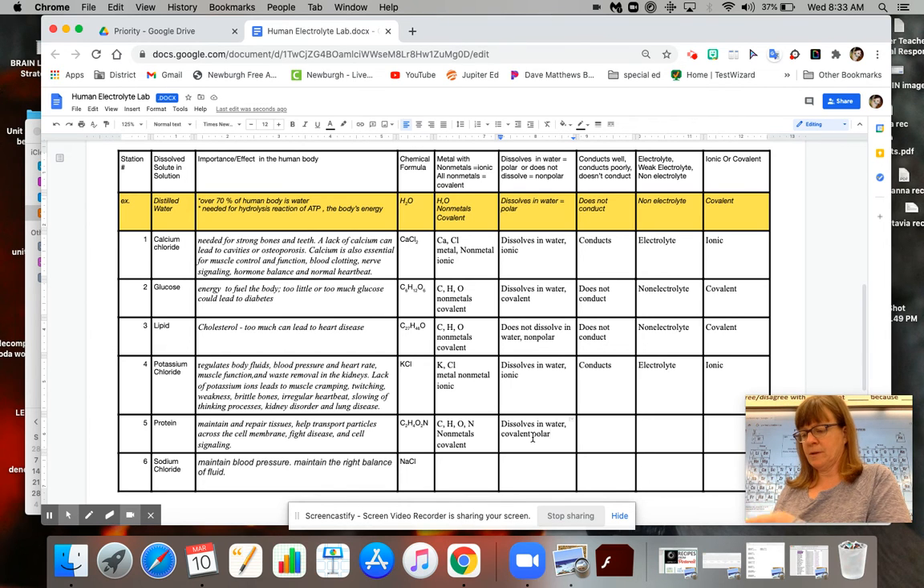Clean this off. No blinking. No conducting. Okay, does not conduct. Makes it a non-electrolyte. Okay, and it's covalent. If it's not an electrolyte, it's going to be covalent.